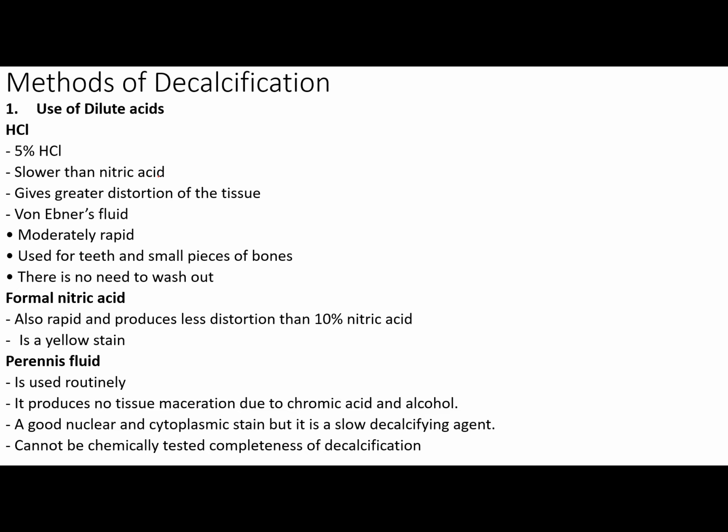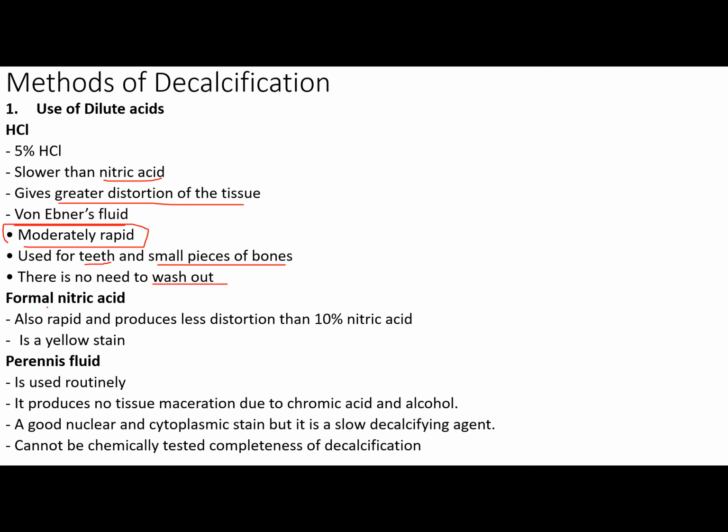And another dilute acid you could use is hydrochloric acid, specifically 5% hydrochloric acid. This is slower than nitric acid, class, gives greater distortion of the tissue, such as your von Ebner's fluid. Now, si von Ebner's fluid, class, is moderately rapid, used for teeth and small pieces of bone. There is no need to wash out. So, ang advantage ng von Ebner's fluid nyo, which contains hydrochloric acid, is hindi ka na need mag-wash out.